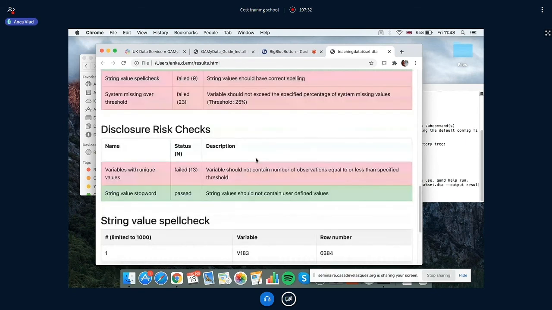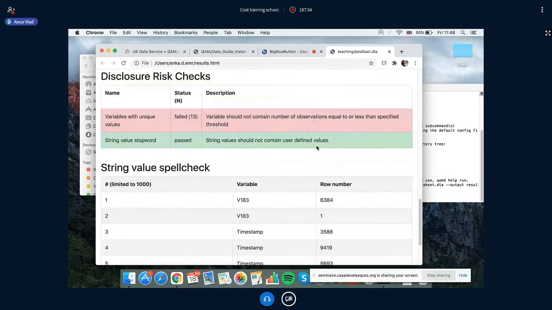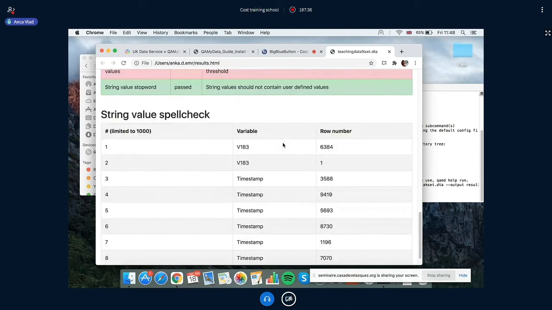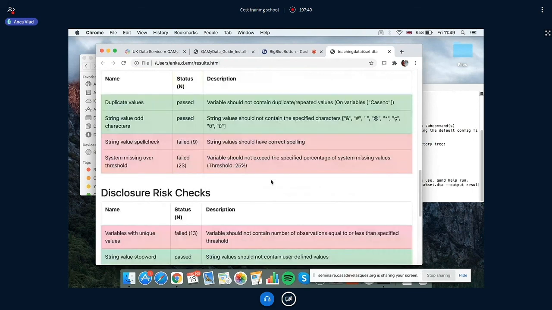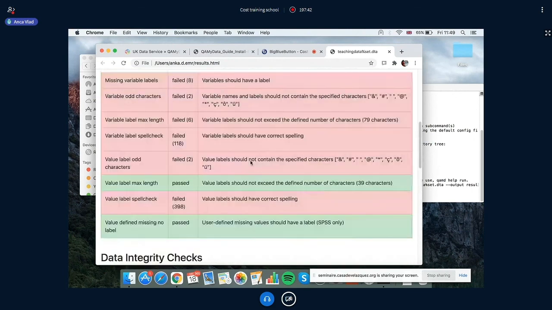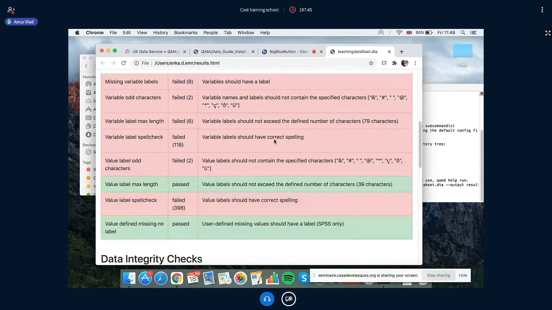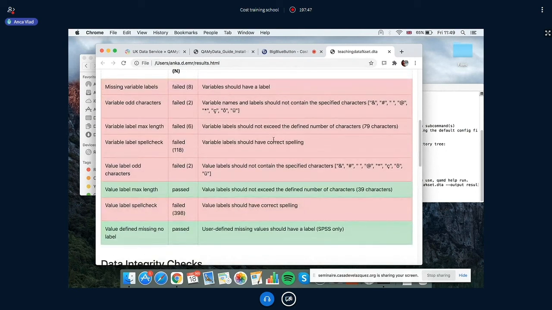I'm not sure why for some of the tests it didn't give me the row number. I'll need to look into that. But yeah, it's very useful. Once we have these tests, we can easily go and fix that, and provide very good quality data sets, or publish very good quality data sets. Okay, so that was the demo.